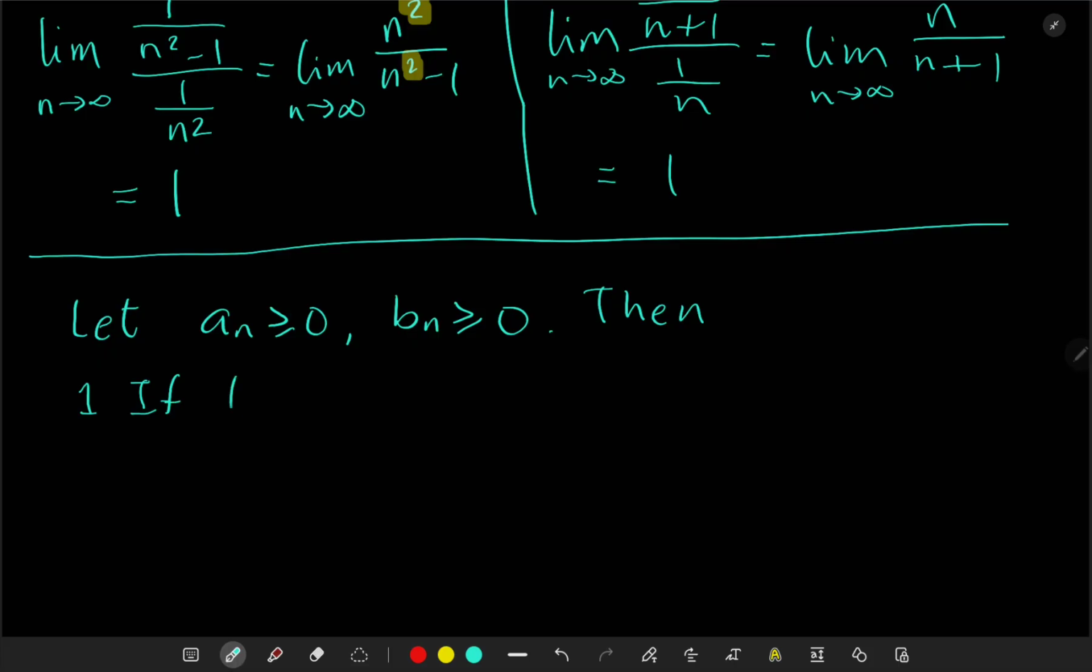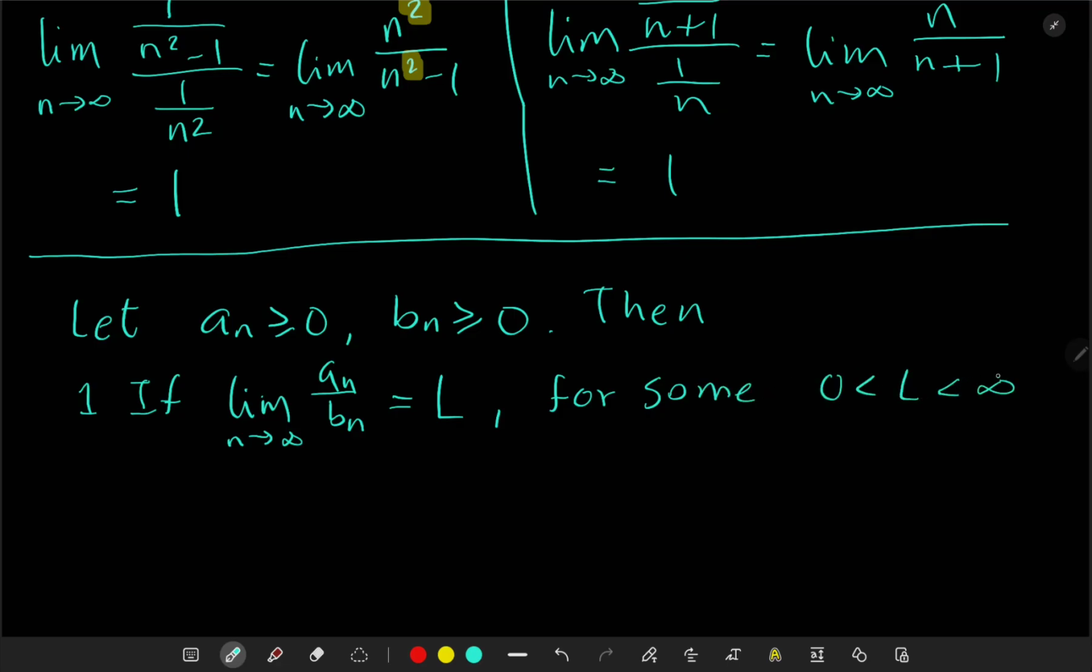If the limit, this is what we did before, as n goes to infinity of an over bn is equal to L, that is not 0 and not infinity. So in our case, L was 1. That's good enough. Could be 2, 3, whatever you want. These are ratios of positive numbers, so they're going to be positive, but we don't want the limit to be 0 or infinity.